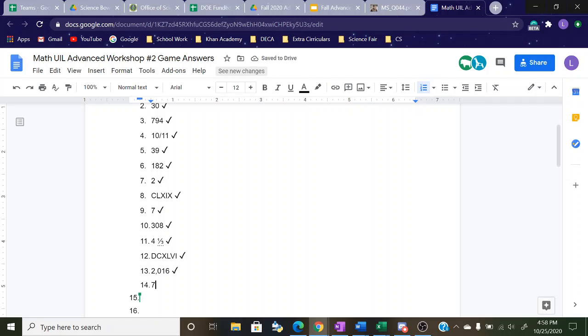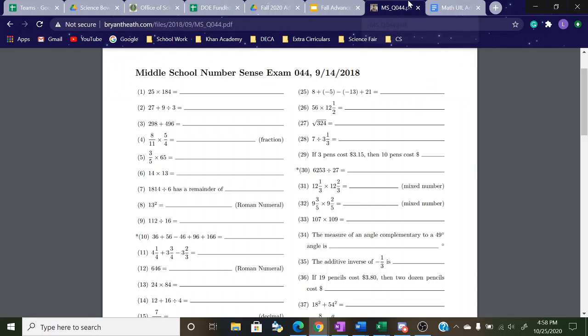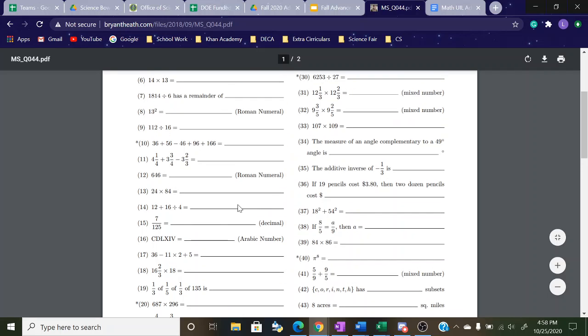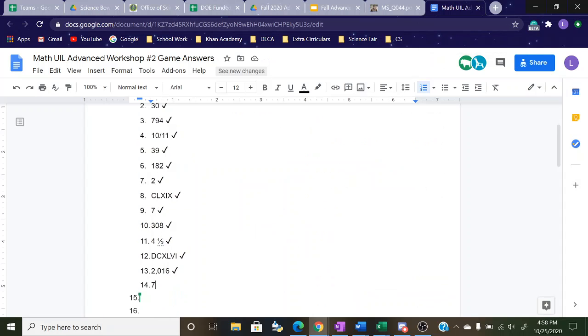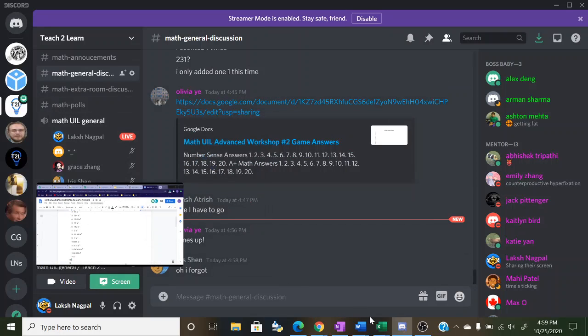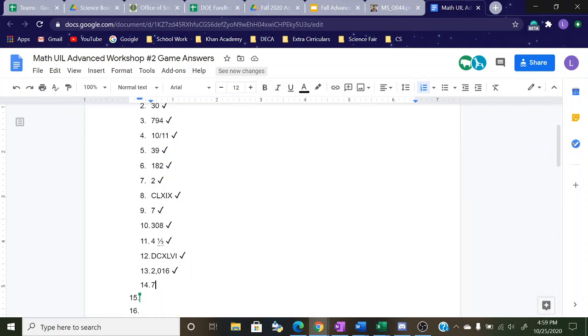Nice. And then, okay, so it says number 14 is 16. So for number 14, just make sure to apply order of operations. First do 16 divided by 4, so that's 4, and then add it to 12 to get 16. Right, yeah, but good job.